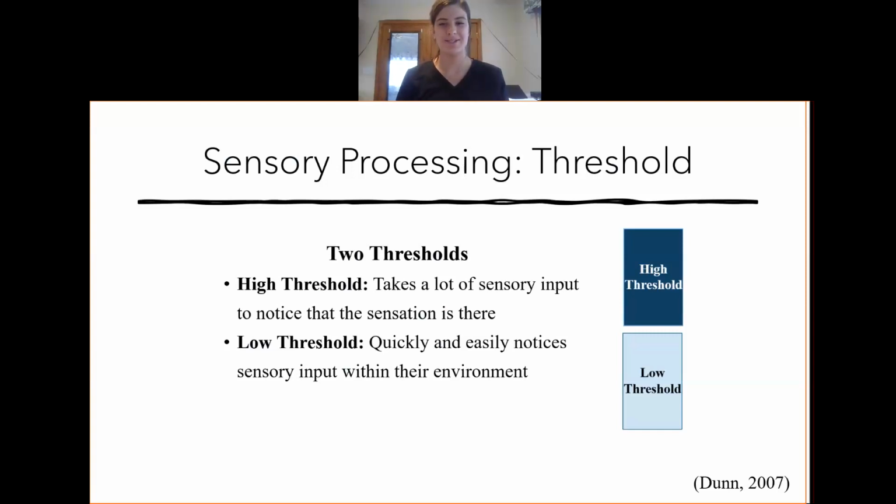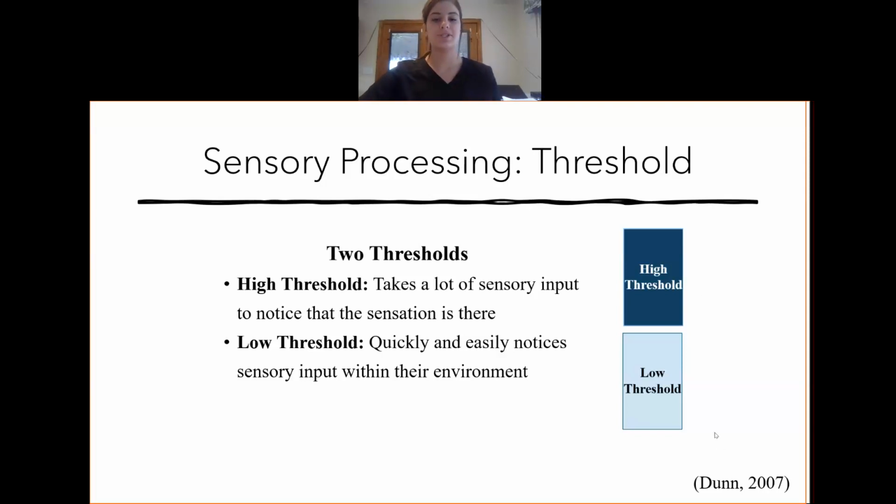So I have 2 buckets here. One is a low threshold and a small one, and this big one will be the high threshold. I also have colorful pom-poms to symbolize sensations. So things like different textures, movement, joint pressure.